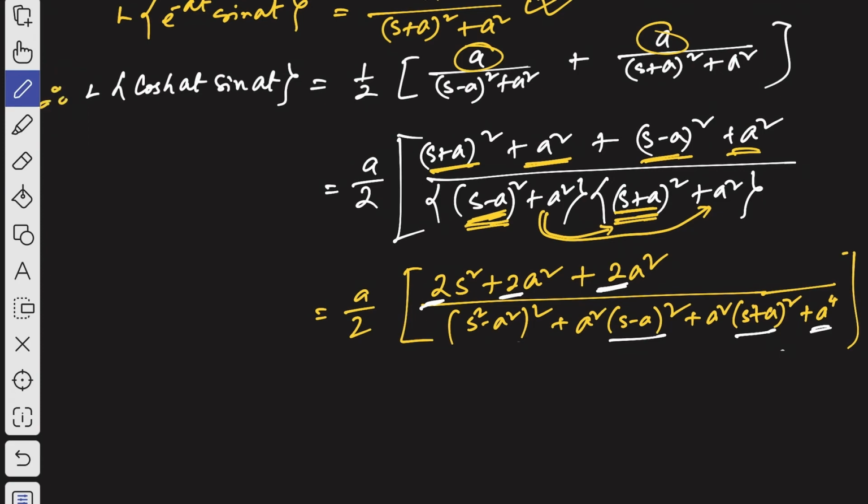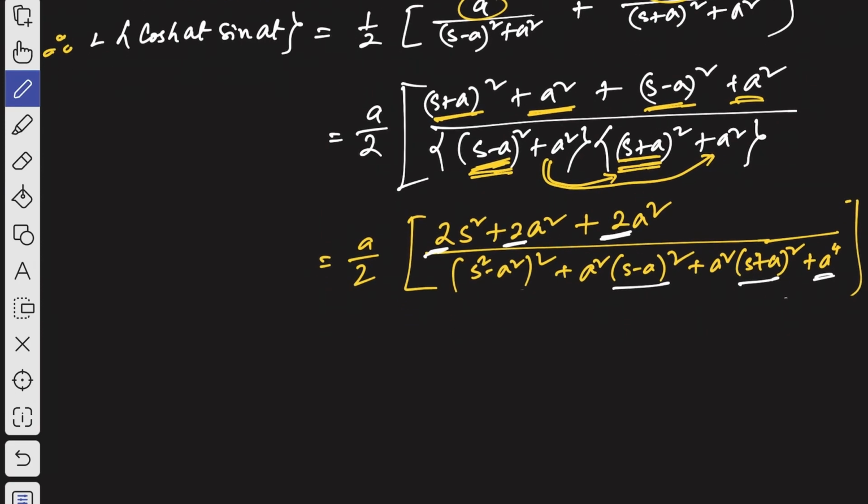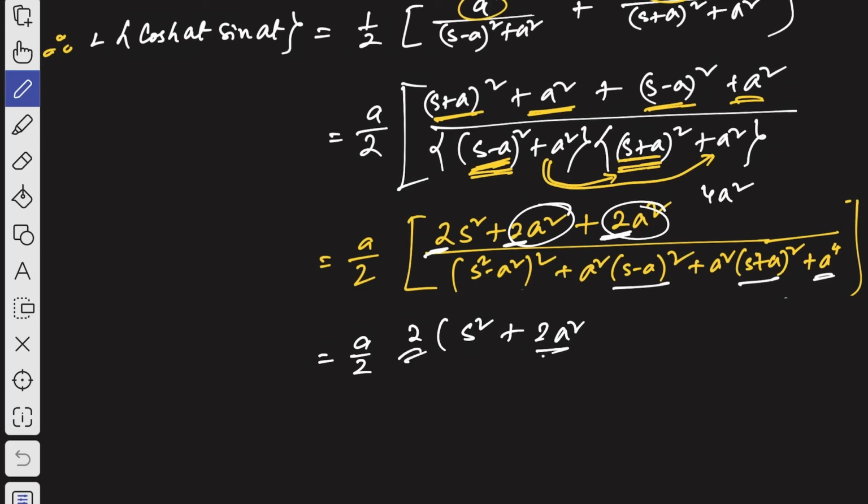So what we have got here, so let me scroll down, a by 2, and 2 is taken common, and s square plus twice a square. Because twice a square is going to be 4a square, and on taking 2 common, we will get again 2a square, right? So hope you have understood this step.